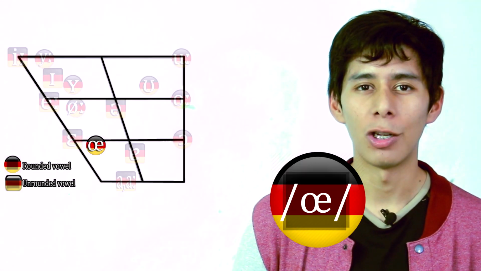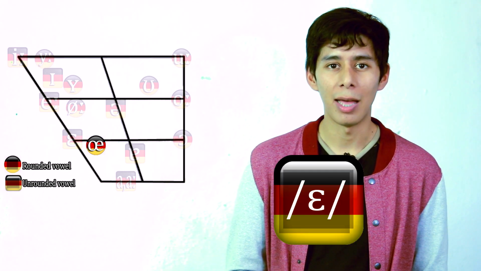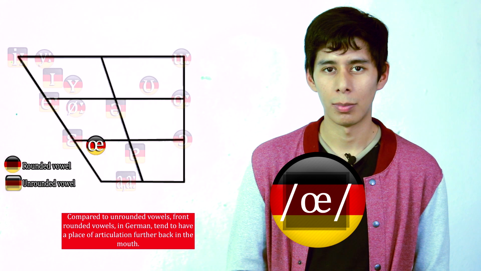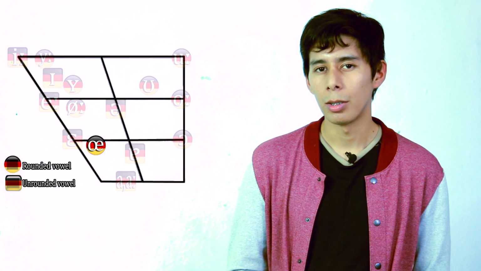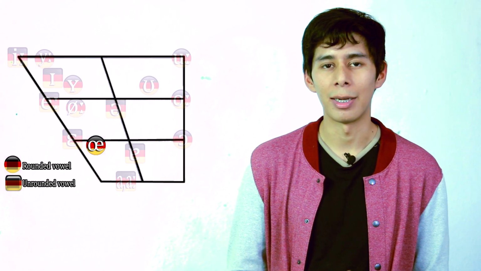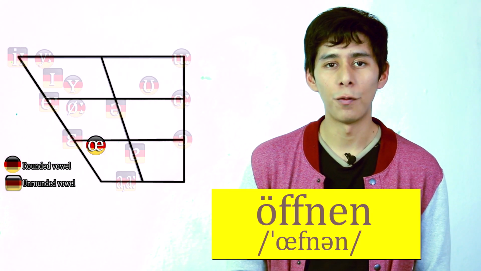The next vowel is Ö. This vowel sound does not exist in English, but as we can imagine, this is simply the rounded version of E. E, Ö. As we can hear, this is a short and open vowel, and as an open vowel, this sound normally appears in closed syllables in both stressed and unstressed syllables. We find it represented by the letter O umlaut. For instance, in the word öffnen.